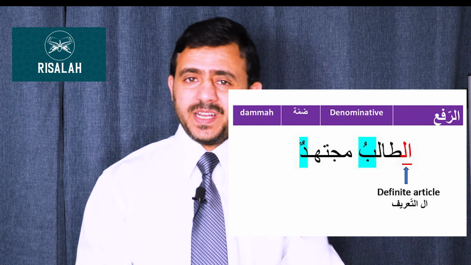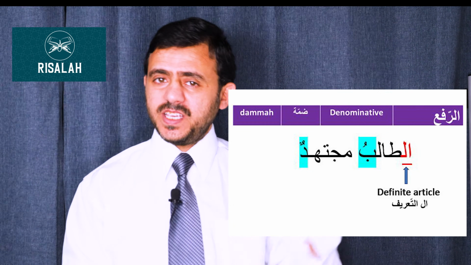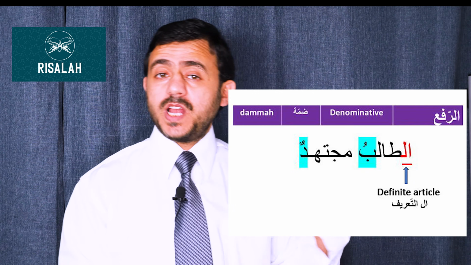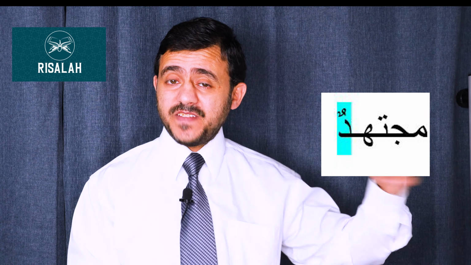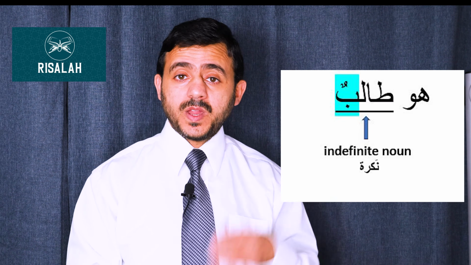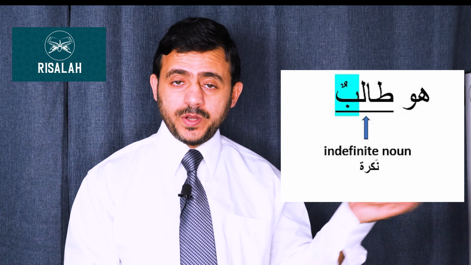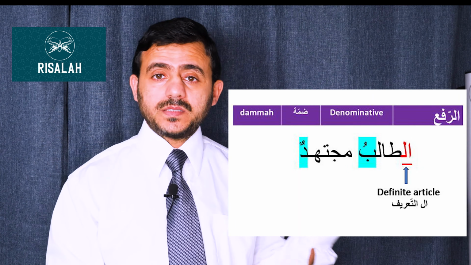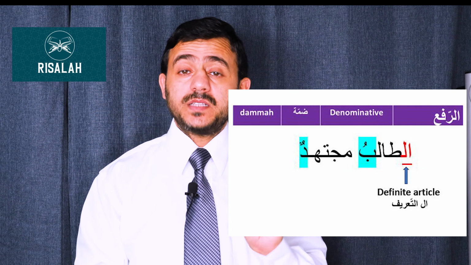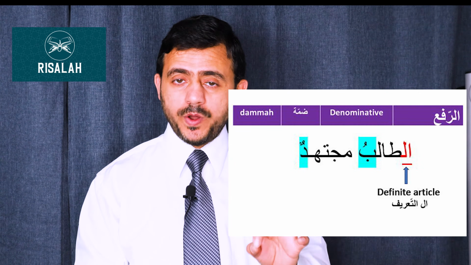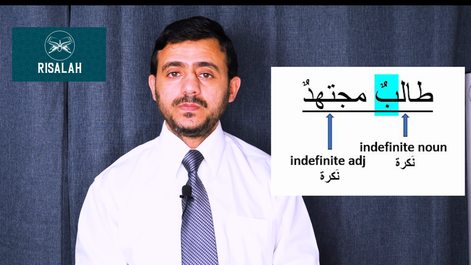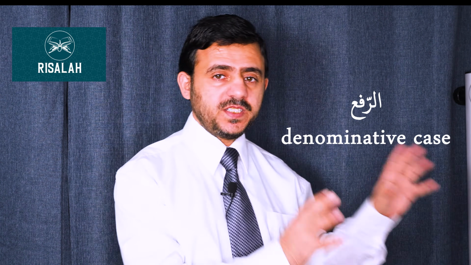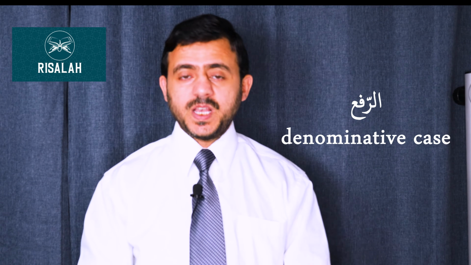One dhamma when it has al-ta'rif, it is a definite word. It will have double if it does not have alif and lam in the beginning. هو طالبٌ. الطالبُ مجتهدٌ. الطالبُ مجتهدٌ. طالبٌ مجتهدٌ. That is called الرفع, or the nominative case. It goes with verbs as well.